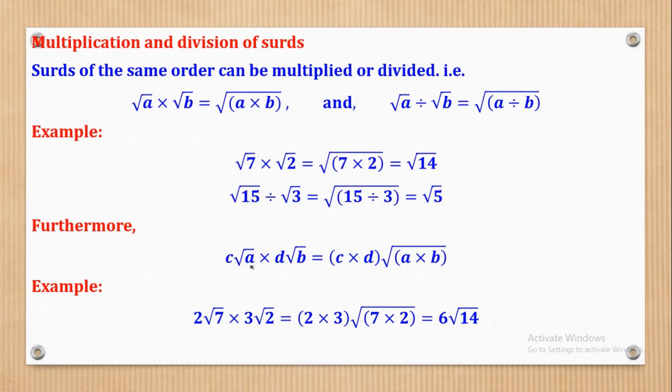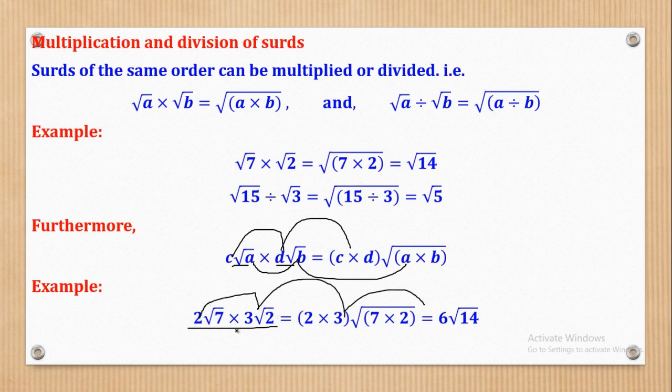Furthermore, in this product, the numbers outside can be multiplied together to come up with this, and also the numbers inside can be multiplied together to give you that. For example, if I have this, it implies that this times this gives you this, which is 6, and also this times this gives you this, which is root 14.